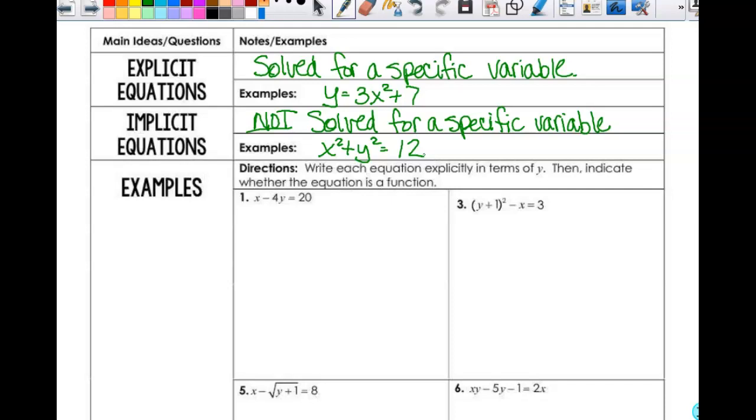Okay, so here's the good news. Whether you remember if it's explicit or implicit, that really is kind of irrelevant. What matters is the terminology when you're told to solve for things, because sometimes you got to make sure you know what's being asked of you.